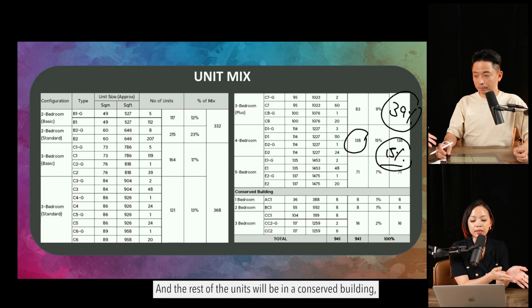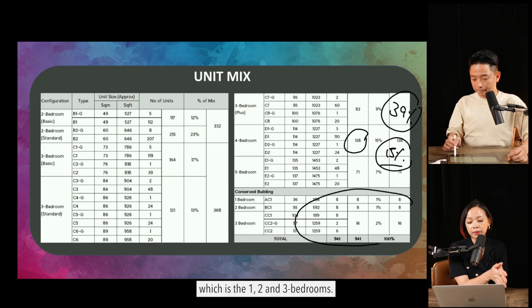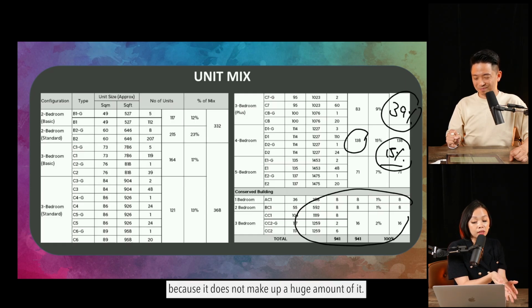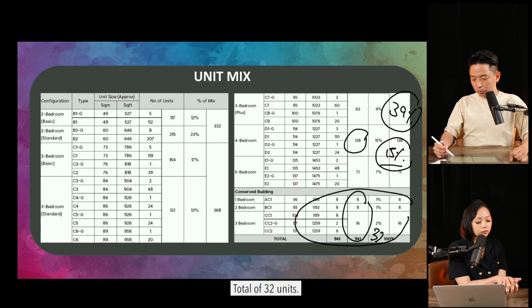And the rest of the units will be in a conserved building, which is the 1, 2, and 3 bedrooms. For this unit type, we won't be touching on a lot because it does not make up a huge amount of it. Total of 32 units.